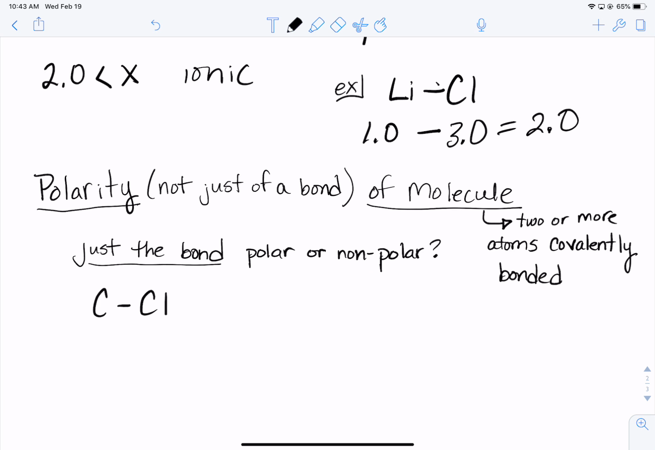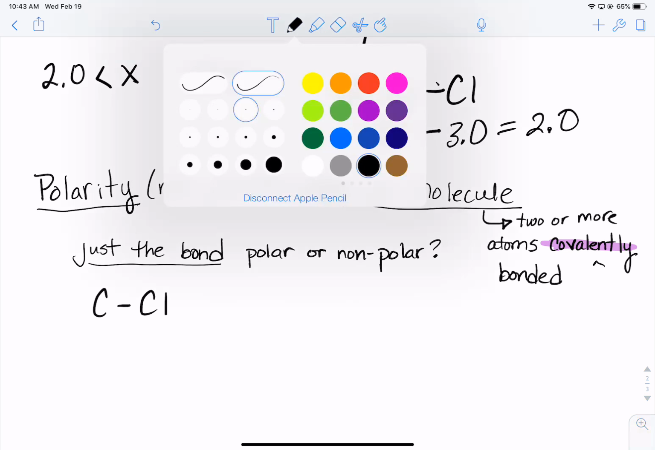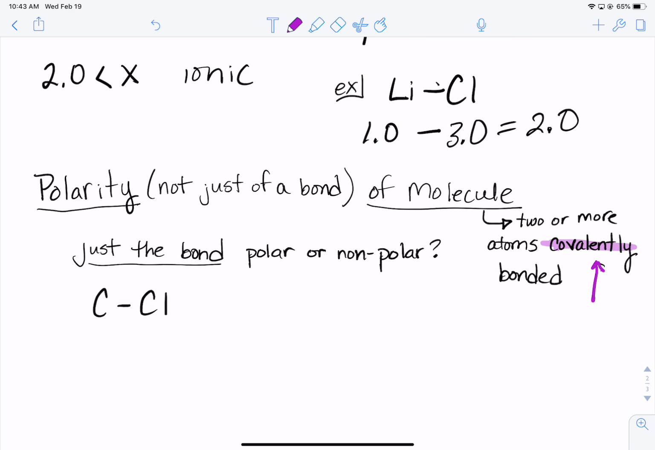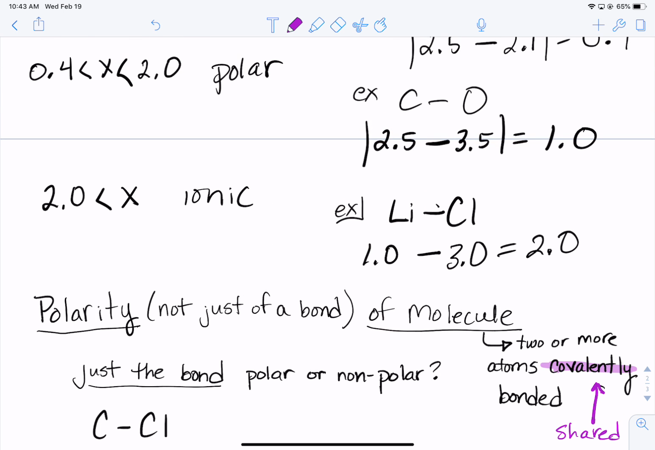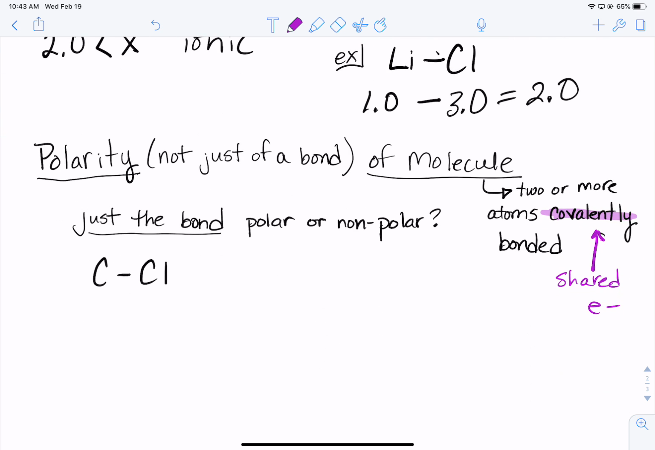And remember from yesterday, the word covalent, we reminded ourselves covalent means, here I'll do this in purple, shared electrons between two atoms, and it is between non-metal and non-metal. And yesterday we were looking at just the bond and figuring out, is it a polar covalent or non-polar covalent? Okay, so let's look at this bond, carbon and chlorine.